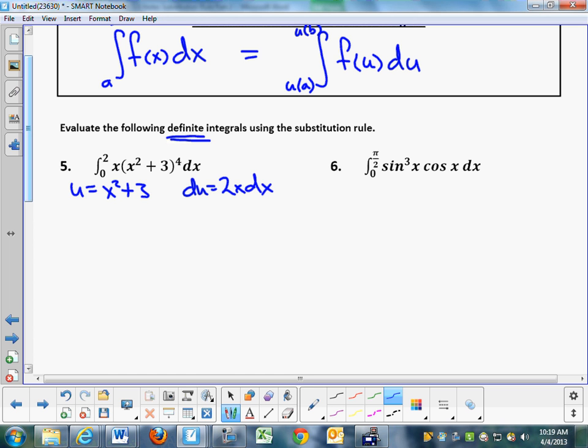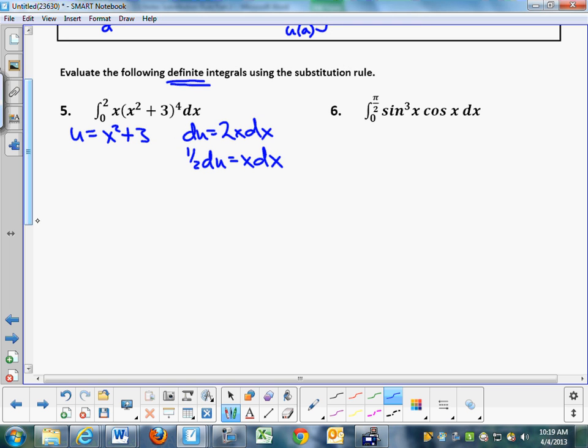I don't have a 2x dx. So I can divide by 2. I get 1/2 du is equal to x dx. I have an x dx, right? So what I'm going to do is rewrite this integral as 1/2 times the integral. I don't have to write an x. I don't have to write a dx. I have to write a u to the 4th du.